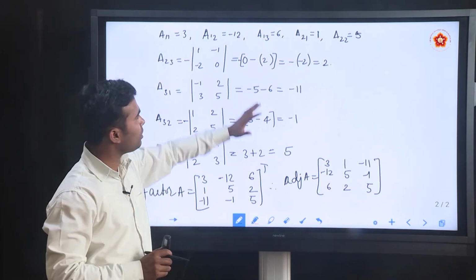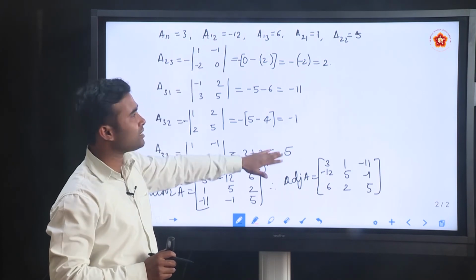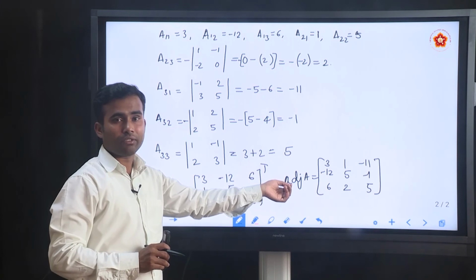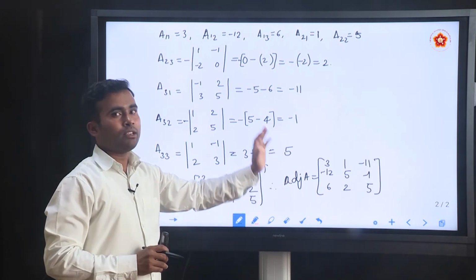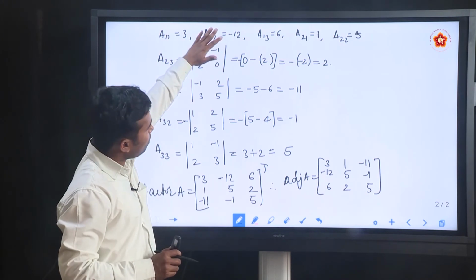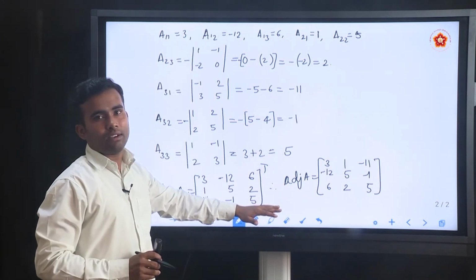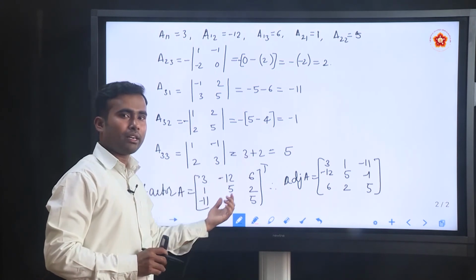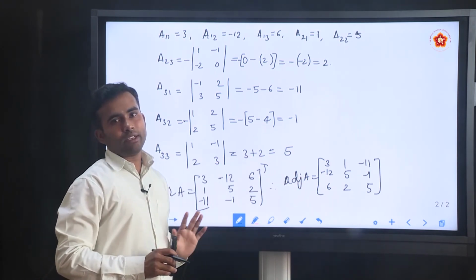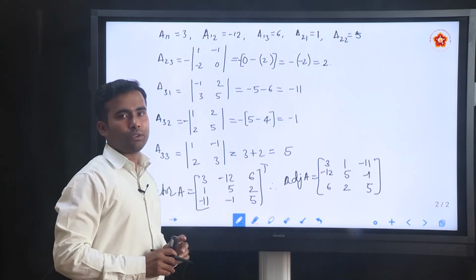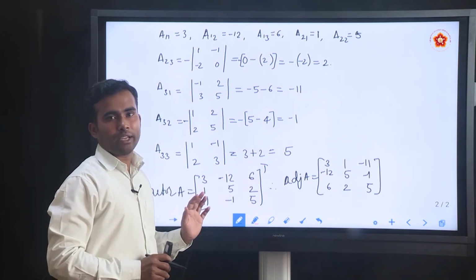So if you wanted to find all those entries, then find the cofactor matrix, and then find the adjoint of A, it takes a lot of process, okay. So if the question is to find the adjoint of A, you should write all the entries of the cofactor matrix, and then write the cofactor matrix. Only after that can you write the adjoint of matrix A by taking the transpose of the cofactor matrix, okay.